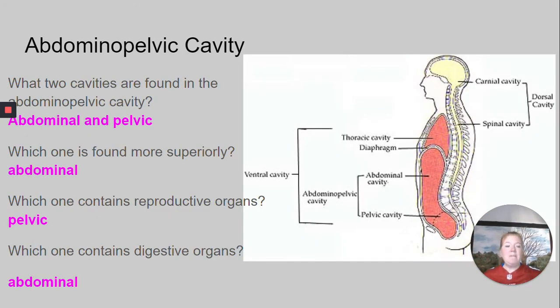Now the abdominopelvic cavity, much larger. It is actually composed of two cavities, which, not surprisingly, are the abdominal and the pelvic, hence the name abdominopelvic. The abdominal cavity is right below the thoracic cavity, and then the pelvic cavity is underneath. The abdominal cavity contains most of your digestive organs, and the pelvic cavity contains most of the reproductive organs as well as urinary organs like the bladder.